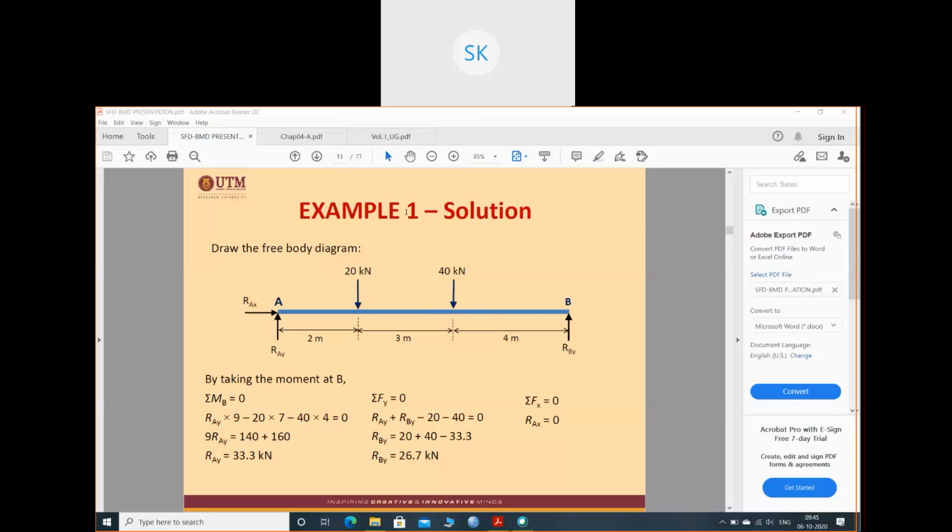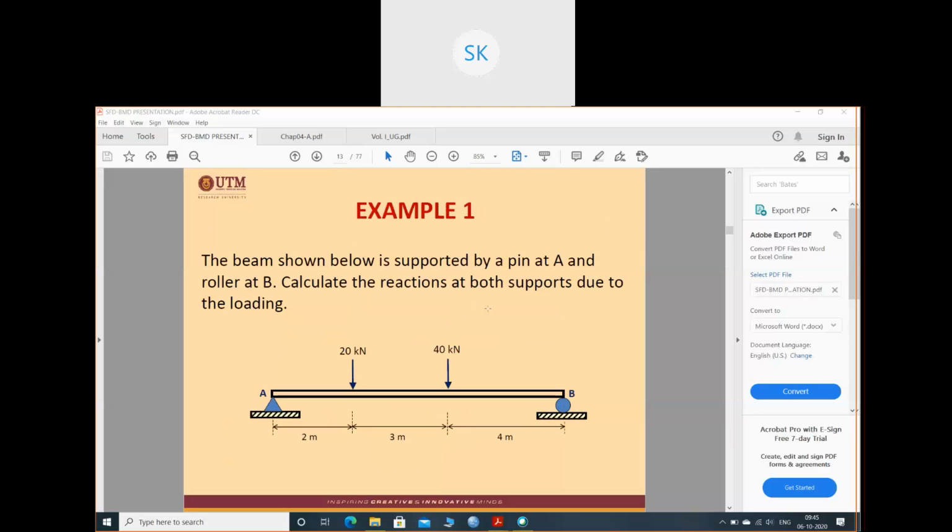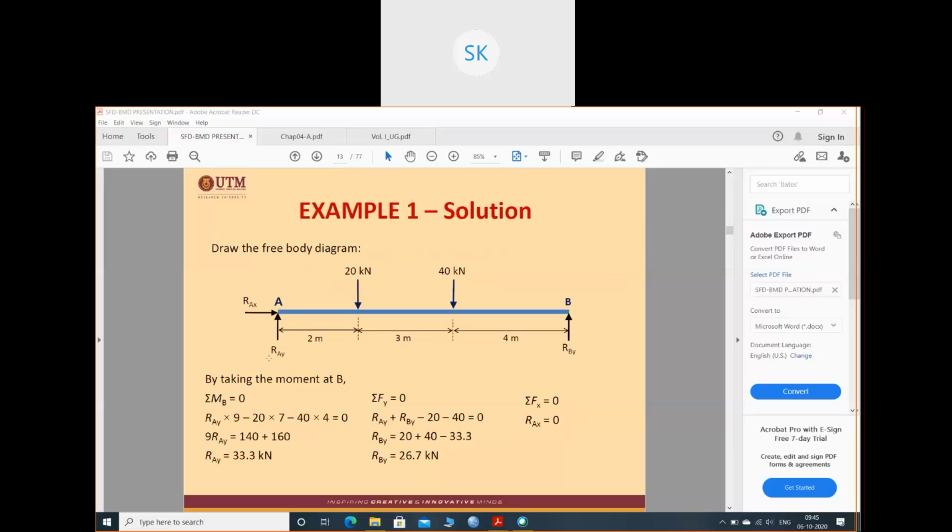So this is the free body diagram. The roller support is replaced by one reaction. The pin support is replaced by two reactions. First, see, there is no other horizontal force, right? So my reaction is 0. RAX is 0.